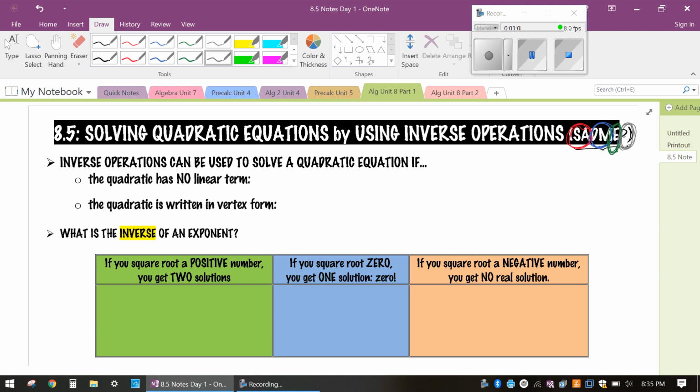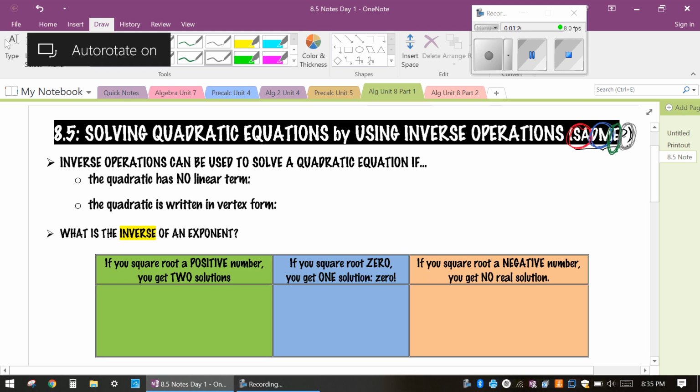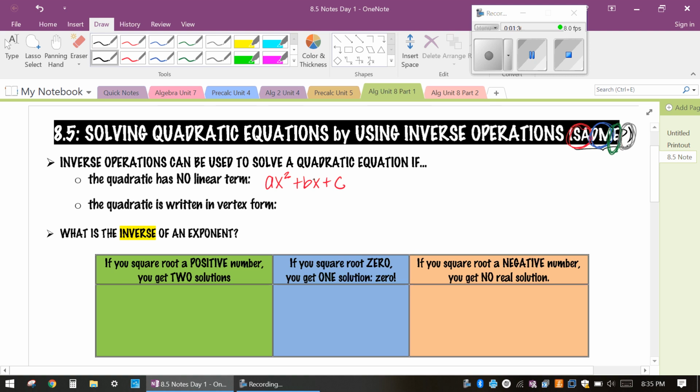Now, we've already learned how to solve quadratic equations by factoring. Inverse operations, aka SADMEP, can only be used if the linear term is missing. Do you remember that if you write something in standard form, the linear term would be the bx with x to the first power? So if you don't see a linear term, then we can use SADMEP.